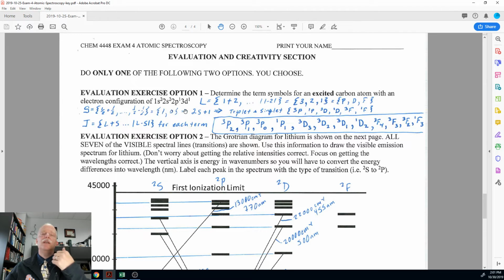Now in class we did the 2p2 system for carbon. So we looked at 2 electrons in the p subshell, and we looked at all the terms that came from that. It was pretty straightforward.